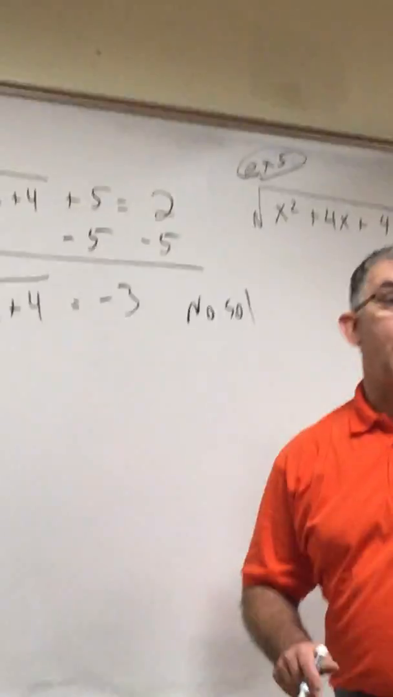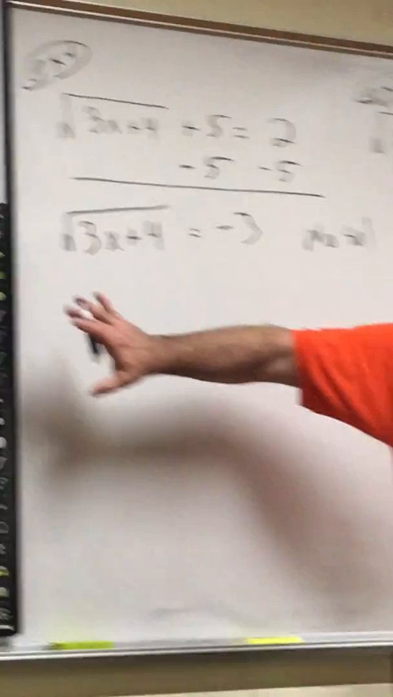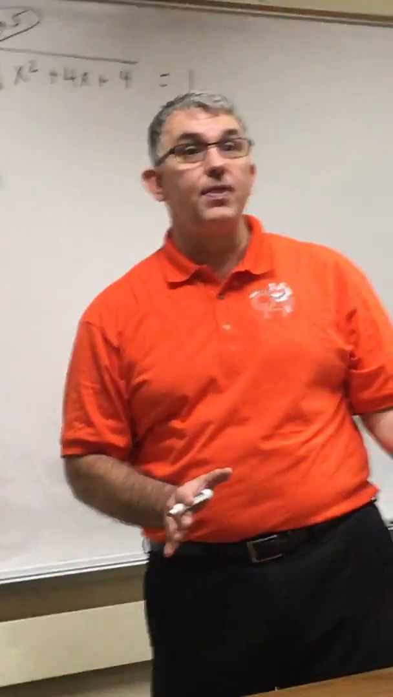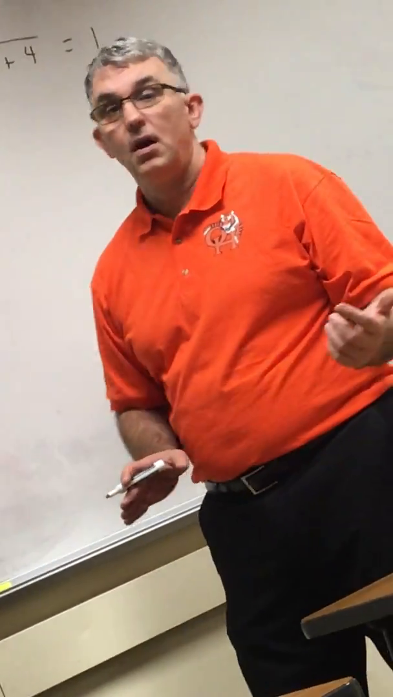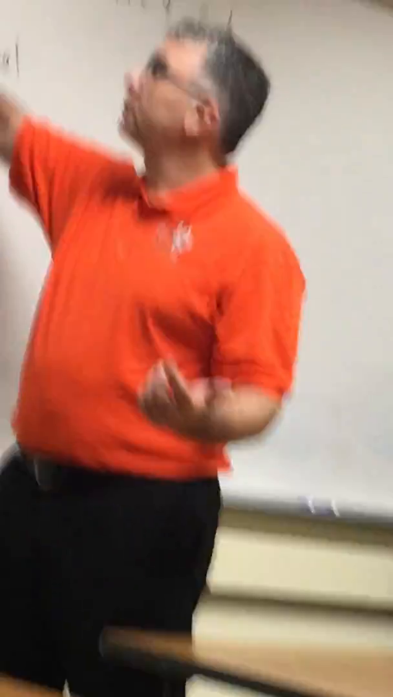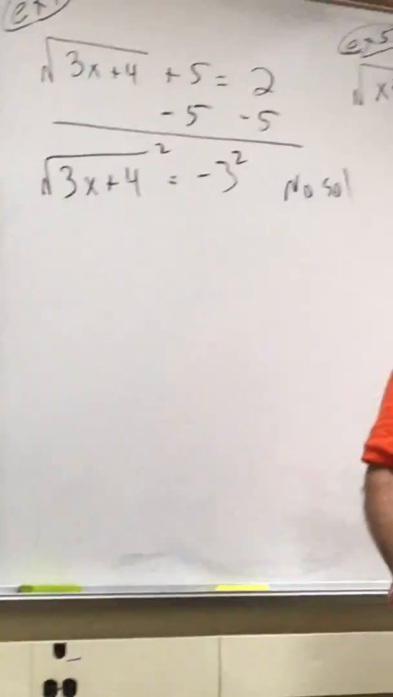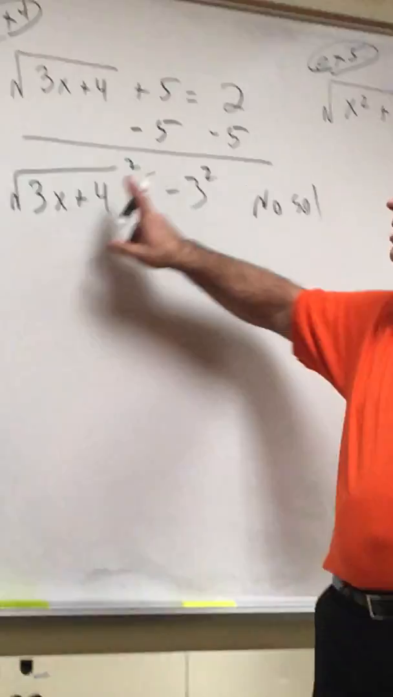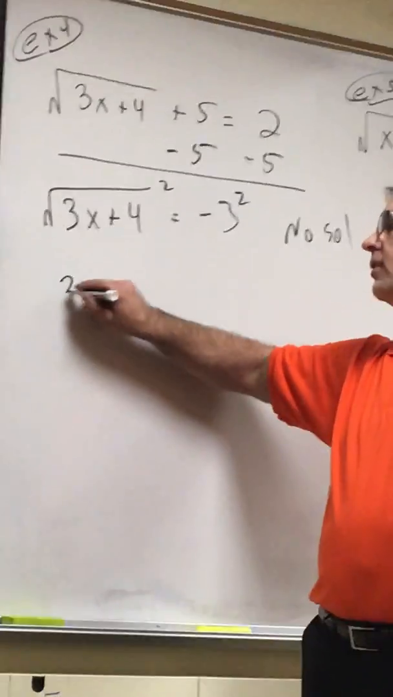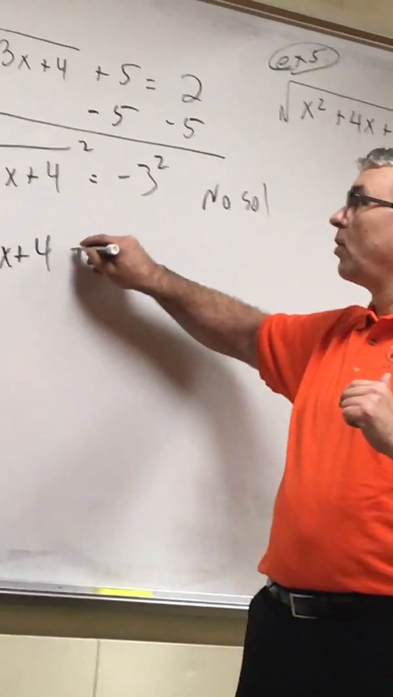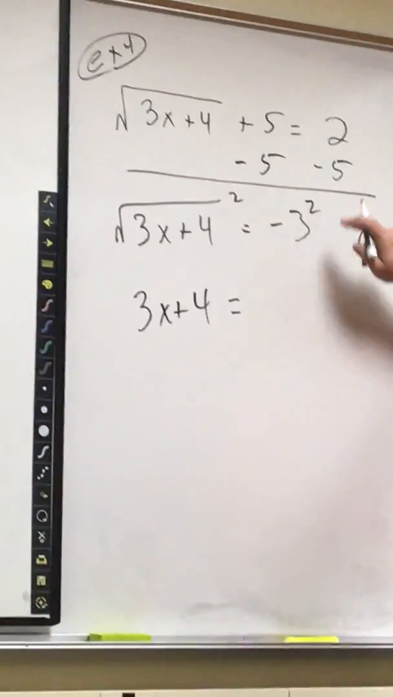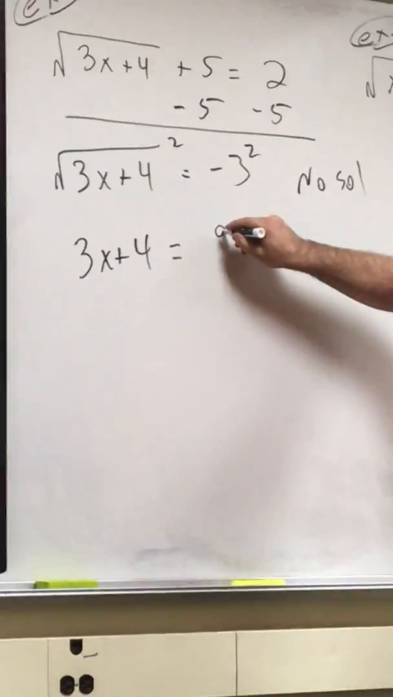We already know that. But I just want to take a moment and still go through the methods or the procedure. Okay? We're going to still square both sides because I want to show you what happens here. The square root and the square cancel out. 3x plus 4. Negative 3 squared. That's positive 9, isn't it?